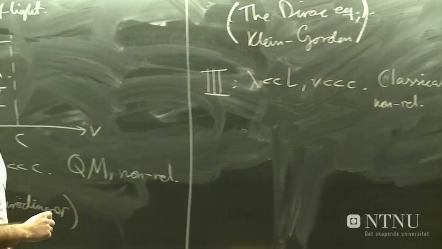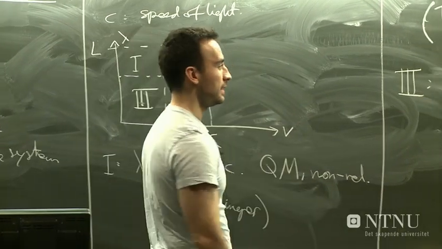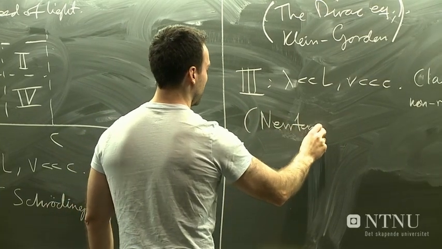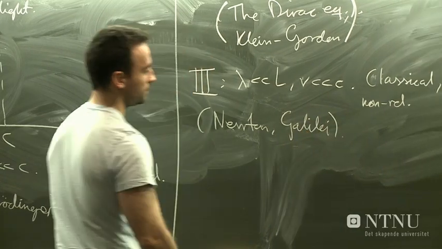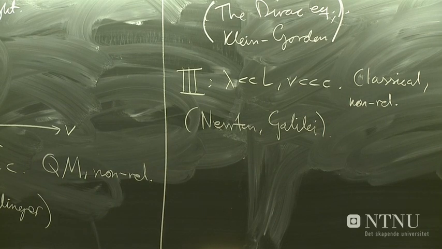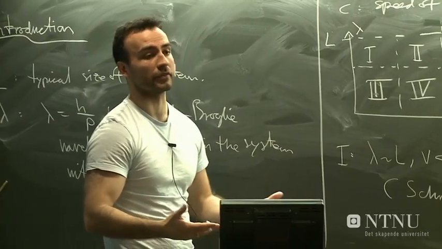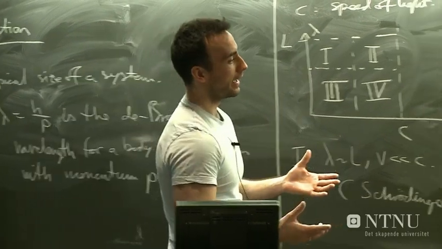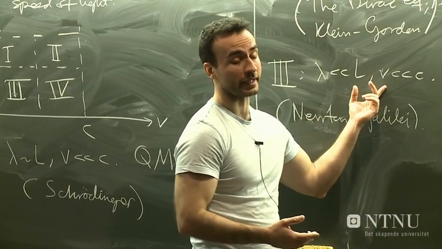Or more specifically, non-relativistic classical mechanics. And this is the realm of Newton, Galilei, etc. So you can say that this is basically everyday physics, macroscopic objects that we surround ourselves with, moving at low speeds compared to the speed of light.